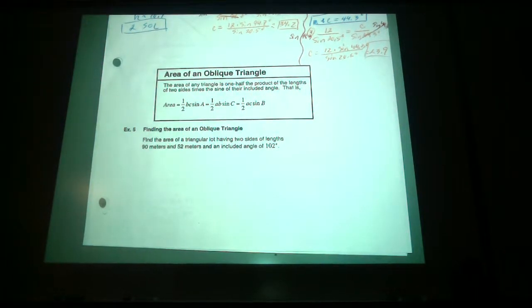All right, so let's finish up 6-1 by looking at the area of an oblique triangle. Pretty simple formula.